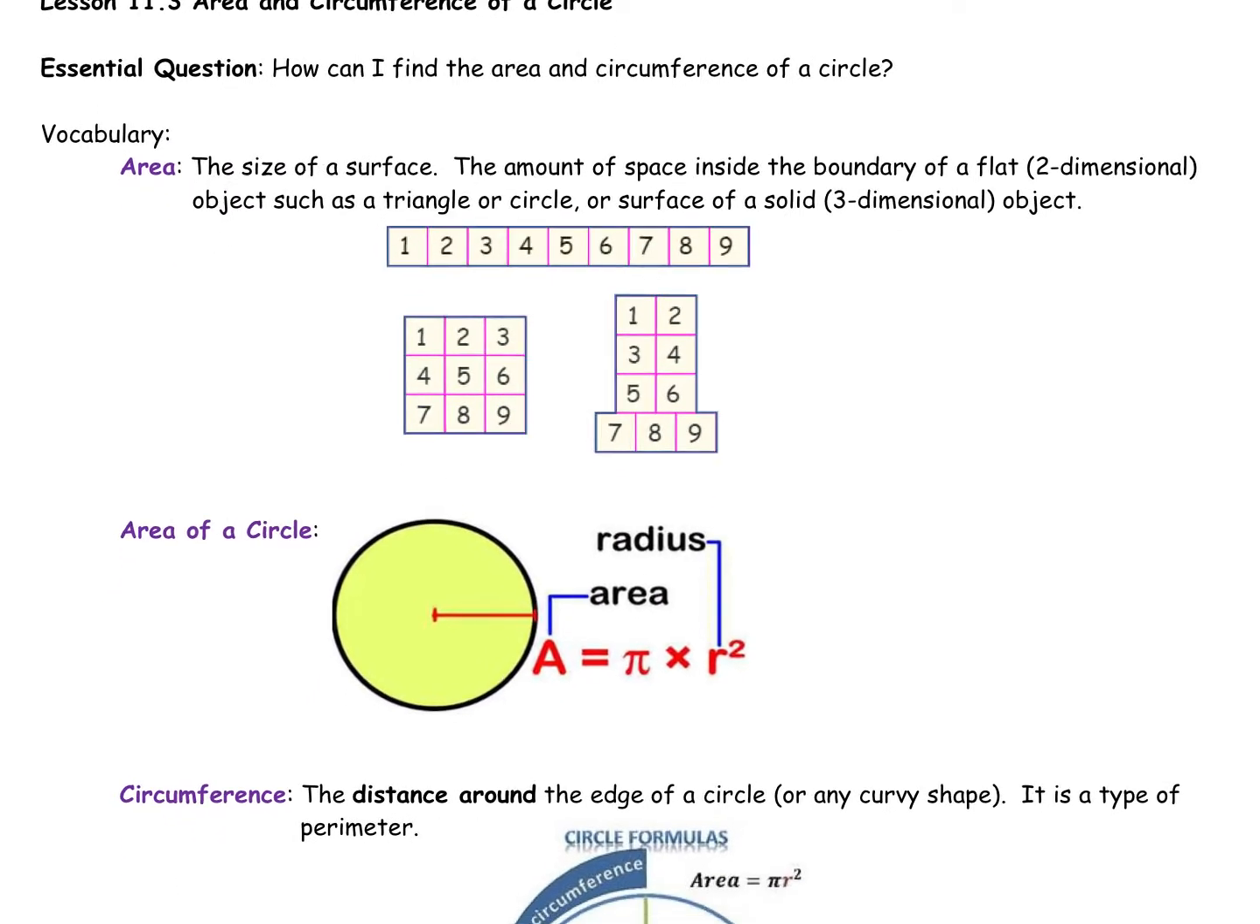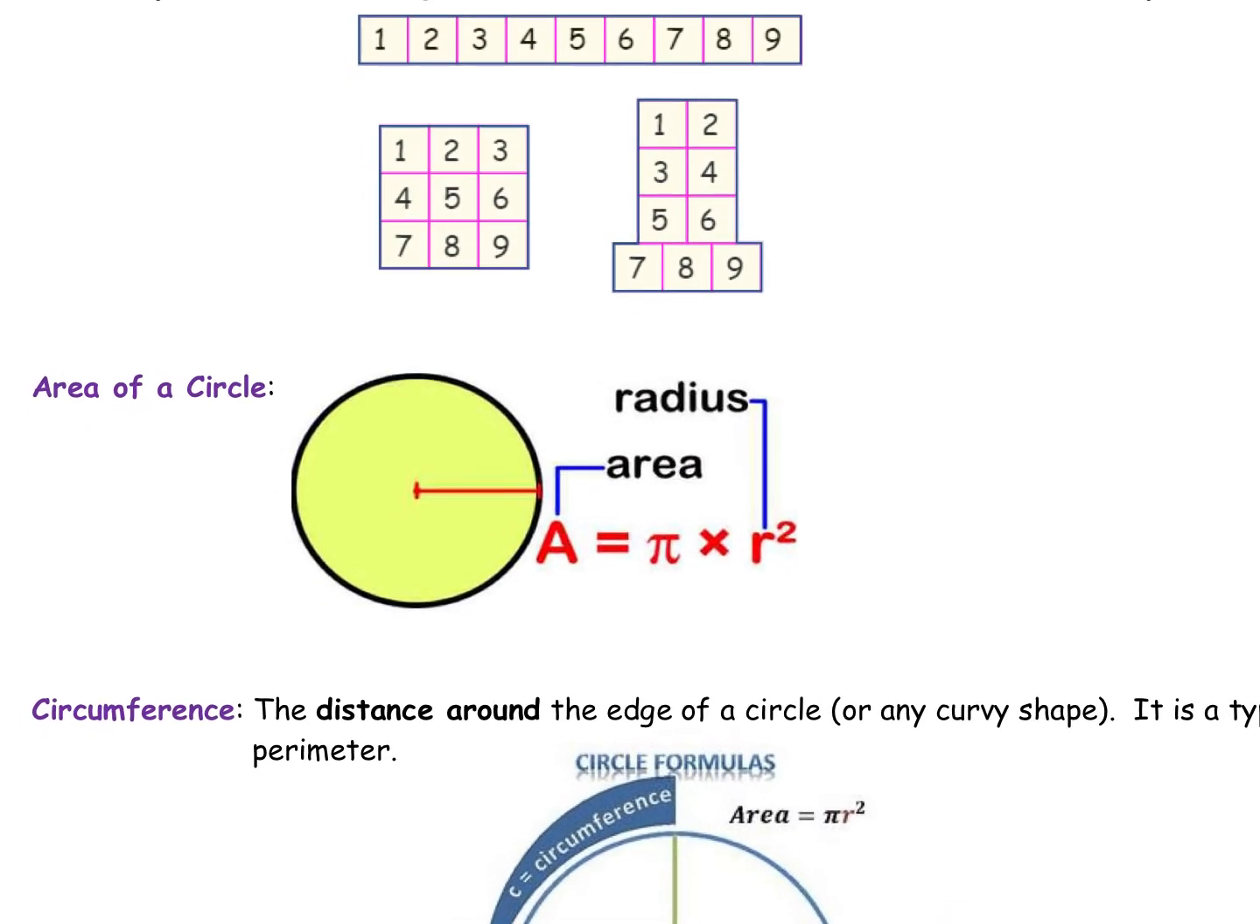So how do I find the area of a circle? Well, A is for area, R is for radius. So I'm going to take pi times R squared. So I'm going to take pi, and on your calculator, I'm going to show you on mine.